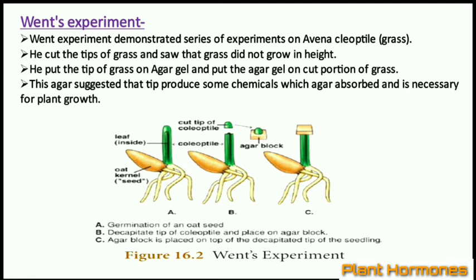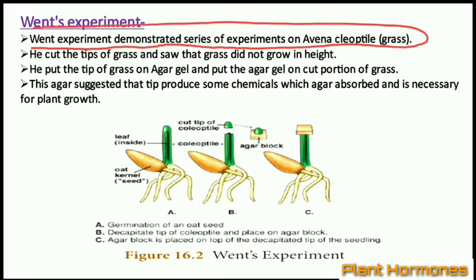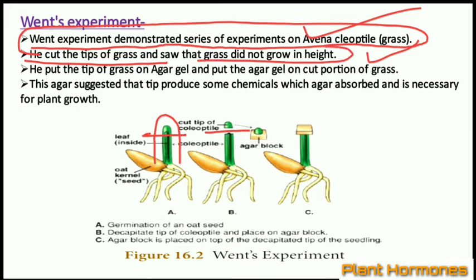Now, Frits Went developed an experiment, and in this experiment he told something. What he told with his experiment? Went's experiment demonstrated a series of experiments on Avena coleoptile. What is Avena coleoptile? It's a grass. Avena coleoptile is a type of grass. So what he did, he cut the tip of the grass. He cut the tip and saw that the grass did not grow in height after that. This growth was not there.